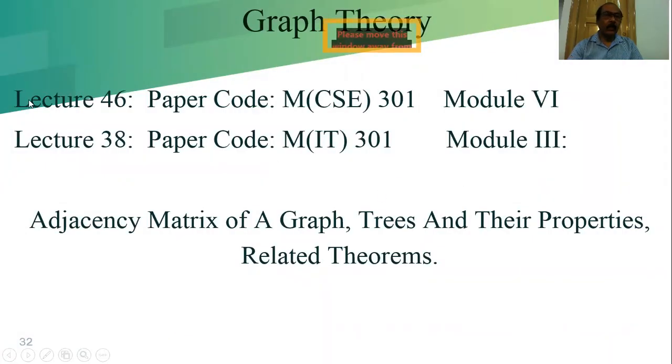So next class we learn lecture 46 for AMCSA 301 module 6 and lecture 38 for paper code MIT 301 module 3. Next class we learn the adjacency matrix of a graph. We already learned the incidence matrix. Then the adjacency matrix for the undirected graph and directed graph. Then we briefly discuss isomorphic graphs with the help of matrix properties. Then we start the next chapter, trees and their properties and related theorems.